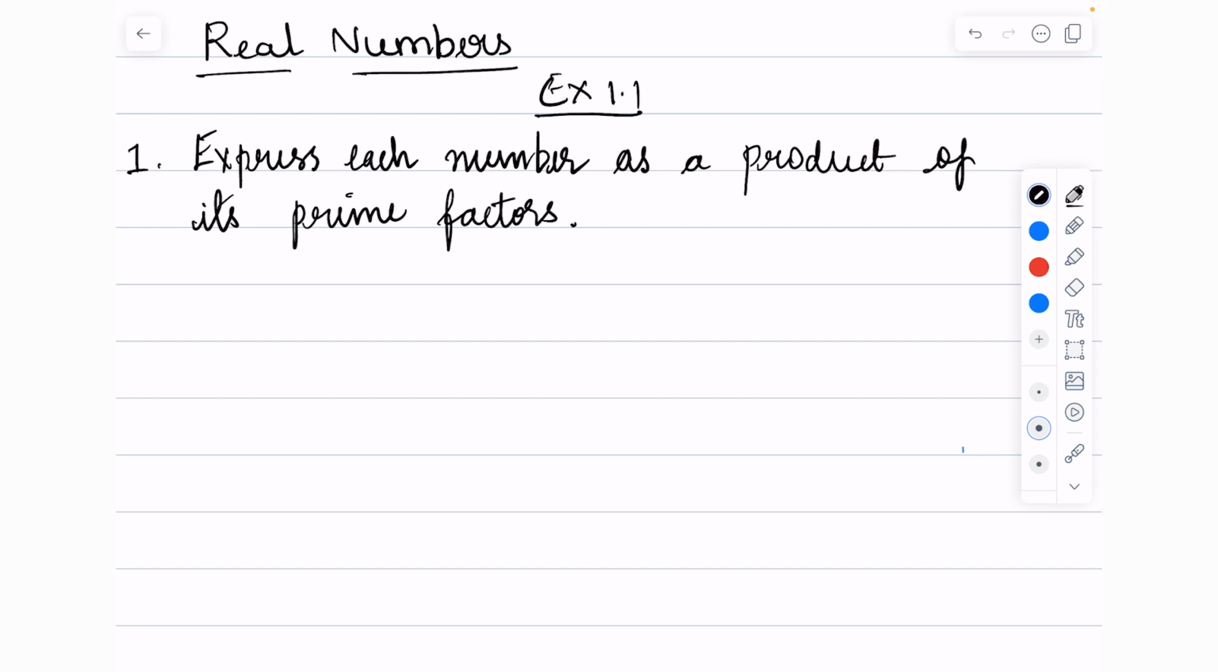Express each number as a product of its prime factors. Product of its prime factors. What does that mean? We know what a product is. 10 is a product of 2 and 5. 6 is a product of 3 and 2.